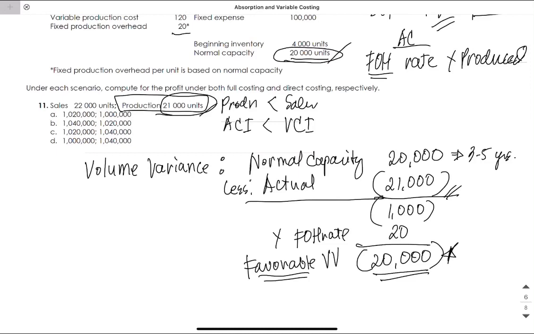Okay, so we have already computed for the volume variance. So that's simply normal capacity less actual production. Then the difference should be multiplied by the fixed overhead rate, which is 20 in this problem. So we have negative 20,000. If it's negative, again, it's favorable. Why? Because we have exceeded our capacity to produce.